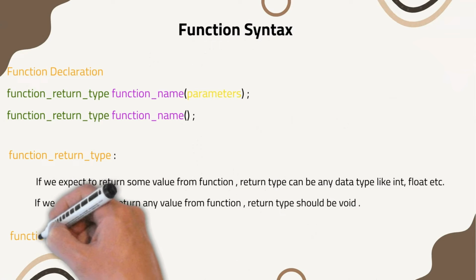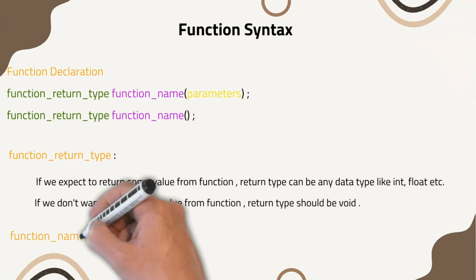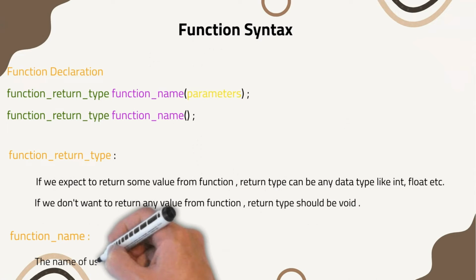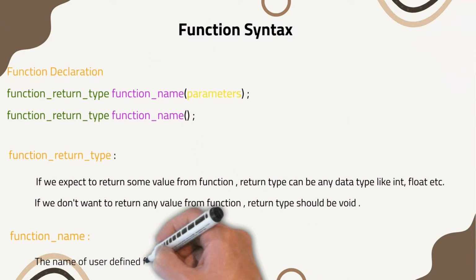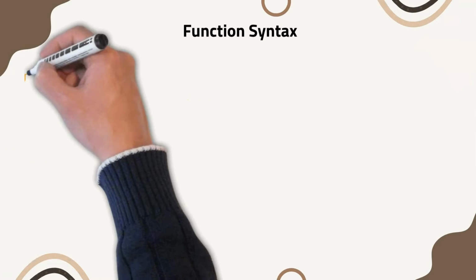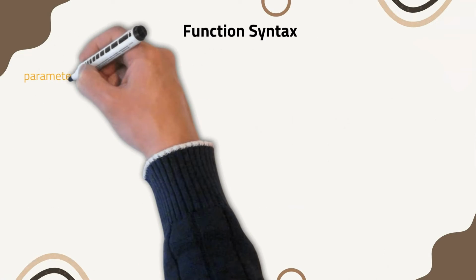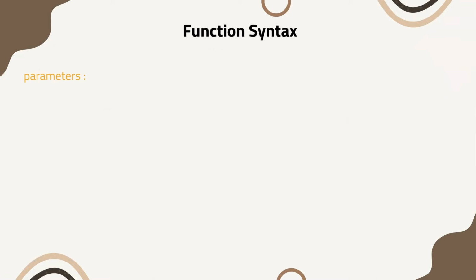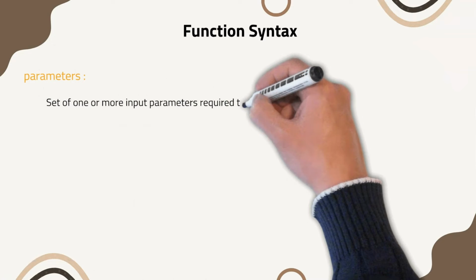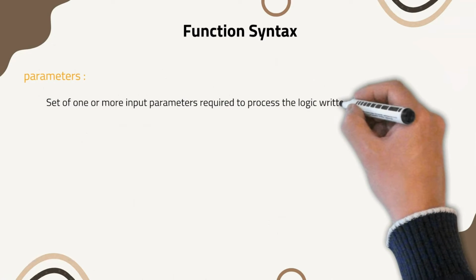Function_name: any name can be given to the function created by the users. These are called user-defined functions. Parameters: a set of one or more input parameters, separated by commas, which are required to process the logic written in the function.